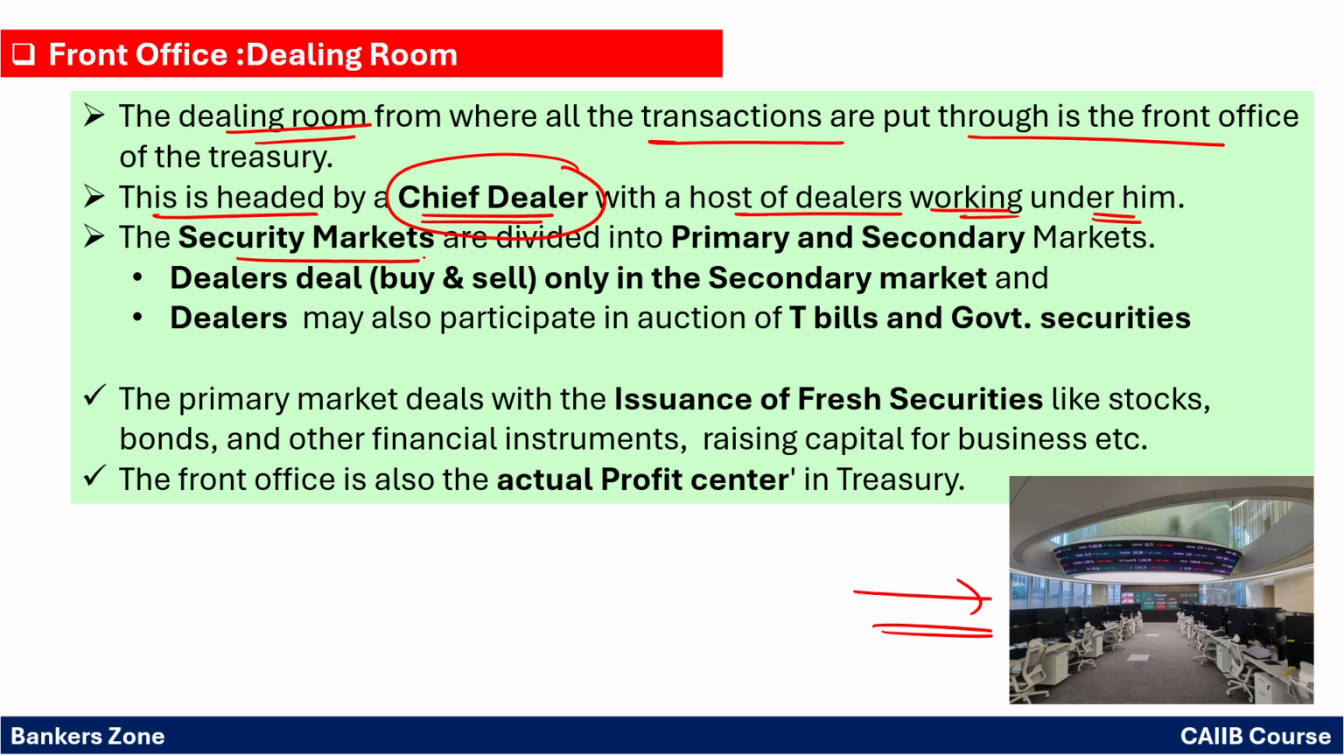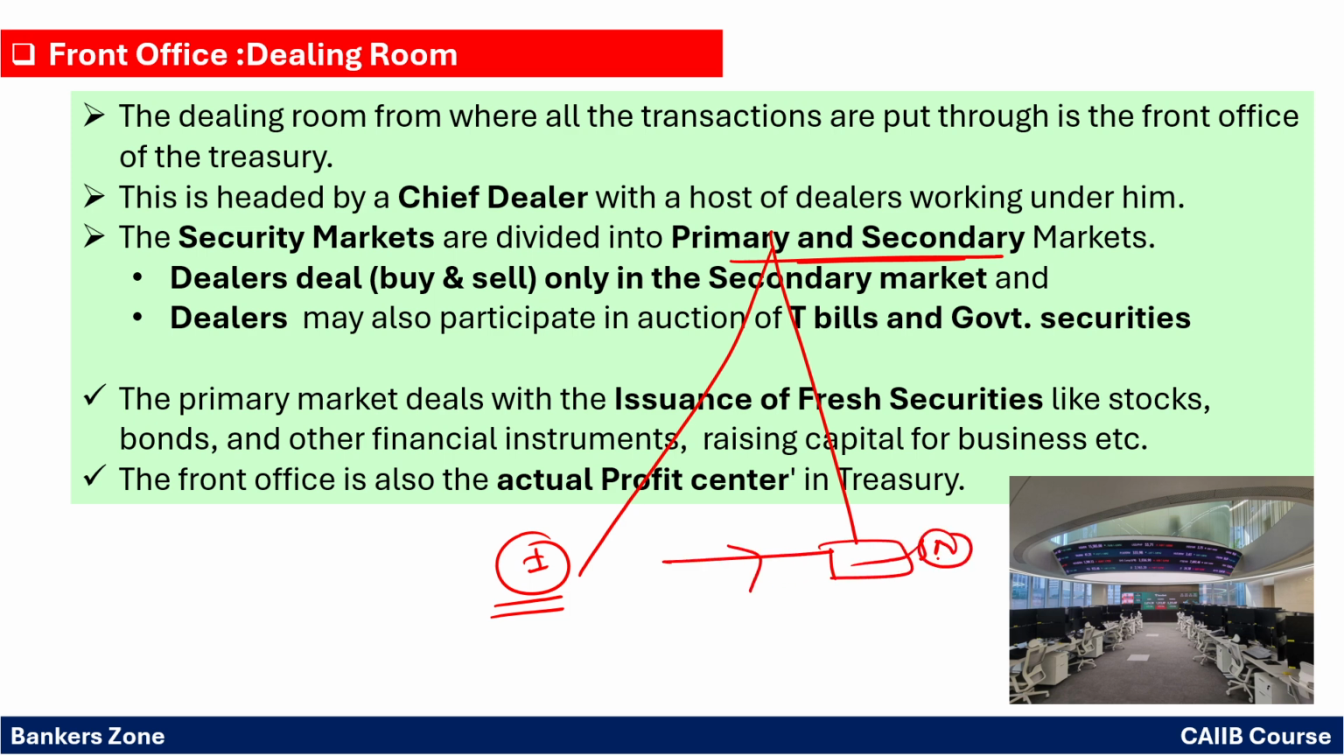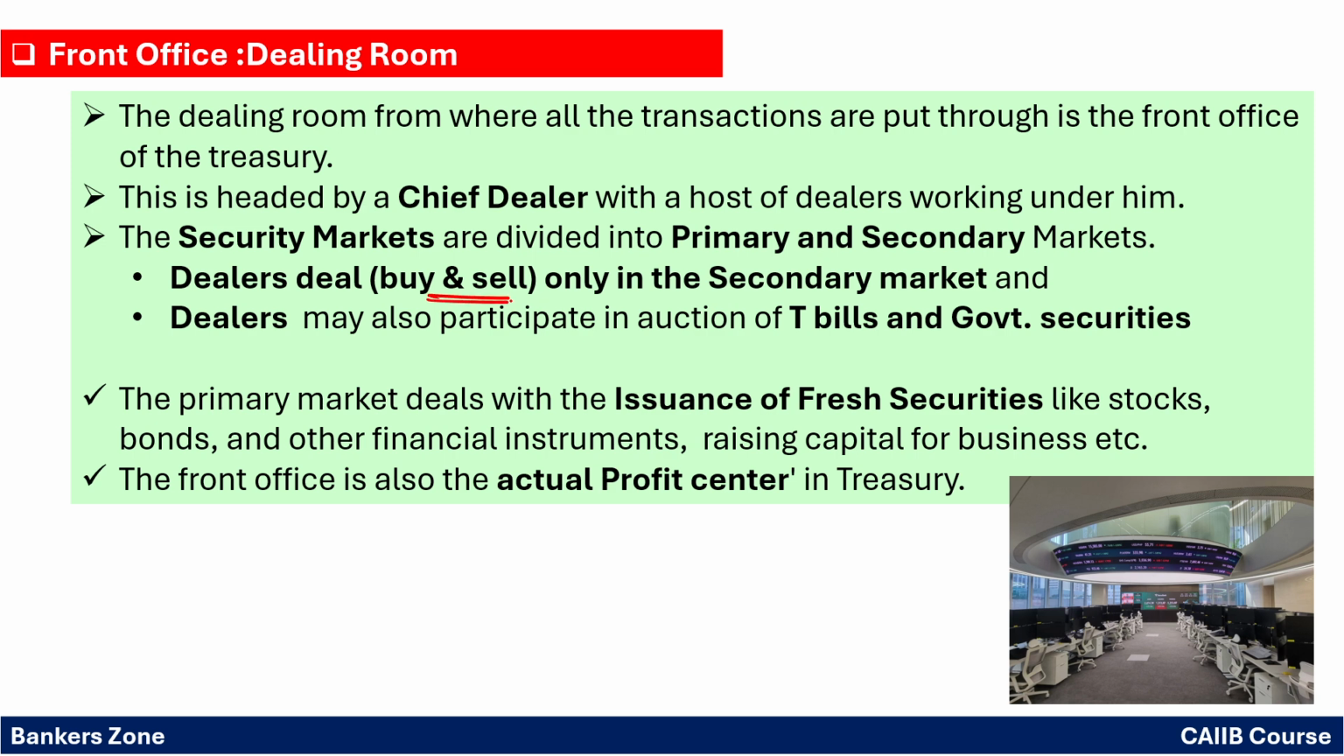The security market is divided into the primary and secondary market. What is the primary market? In a treasury we can deal in two markets, primary and secondary. Primary means very simple: the first time the securities or instruments are being sold or issued. Secondary means that after purchase, they can be traded further in the secondary market. Very simple, right? So a dealer can buy or sell the instrument or product in the secondary market only.